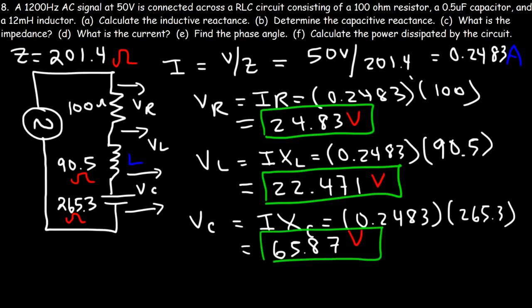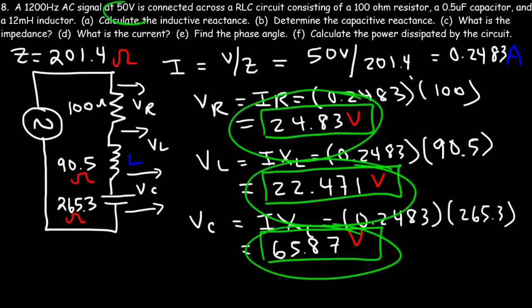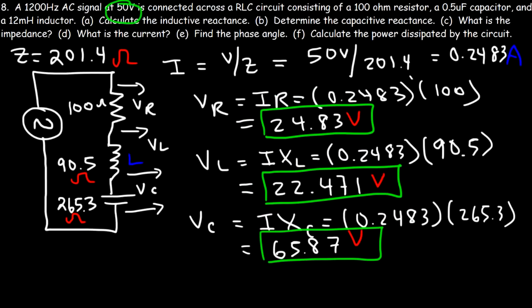In a DC circuit with resistors, the voltage drop across each resistor typically would add up to the voltage of the source. But in an RLC circuit, it's different. If we add up these three voltages, they do not add up to 50. Notice that the voltage across the capacitor is greater than the source voltage of 50. So these voltages are related by a different equation. Vs, the voltage source of 50, does not equal VR plus VL plus VC. That doesn't happen in this circuit.